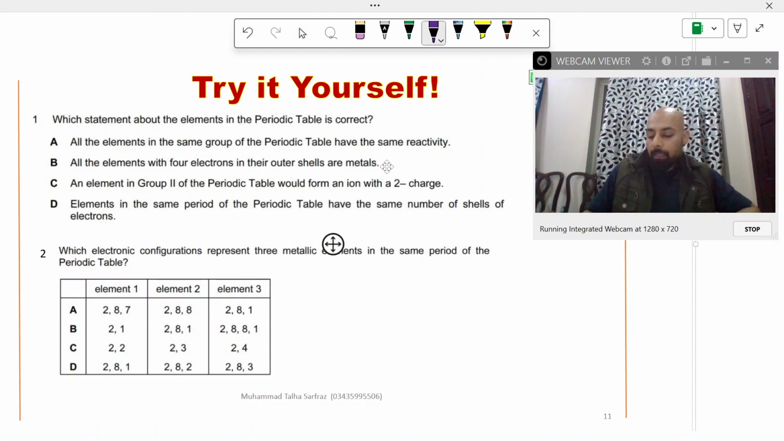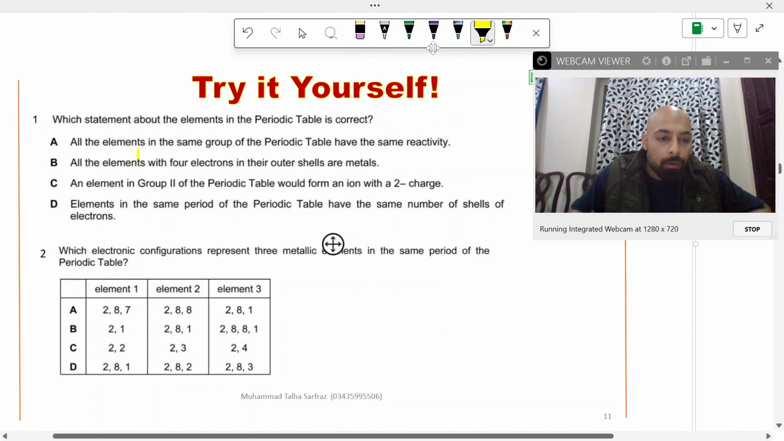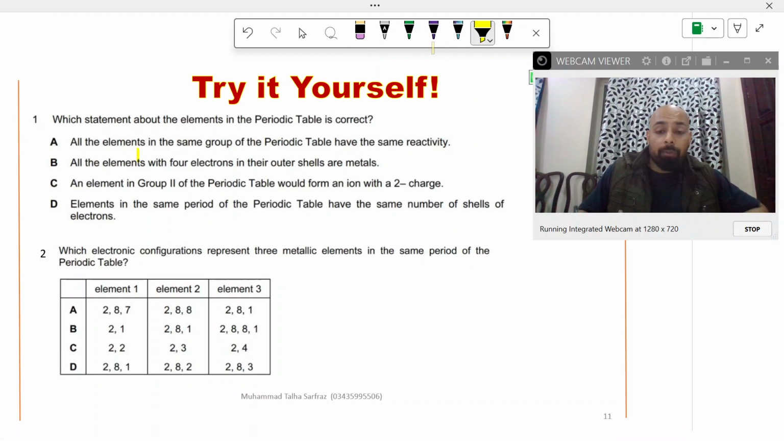अभी आप लोगों ने trends पढ़े हैं, जल्दी से trends को recall करें and tell me what do you think is the right answer, right? The first one is all the elements in the same group have same reactivity. No, we cannot say anything about the reactivity. हमने अभी पढ़ा ही नहीं है इसको, but reactivity is different, right? All the elements with 4 electrons in the outermost shell are metals. No way. Again, this is wrong, right?